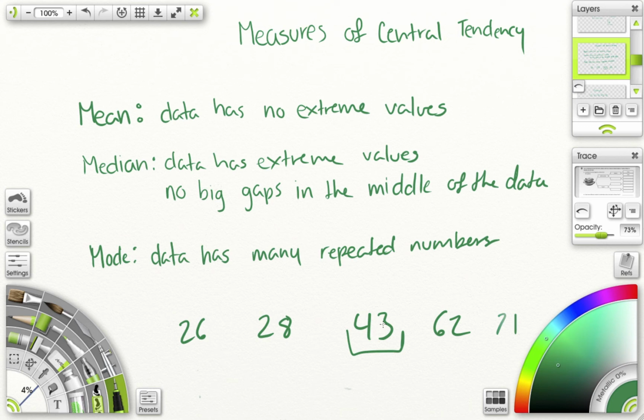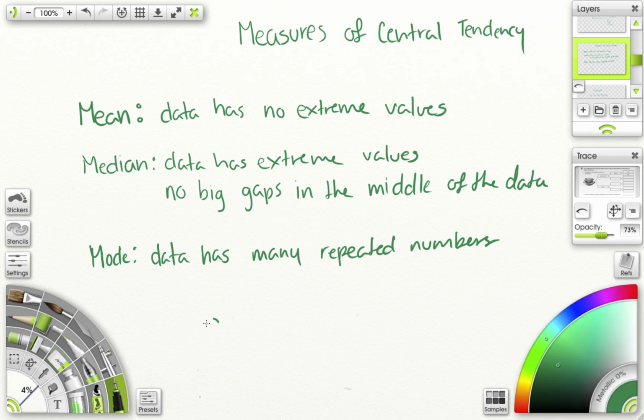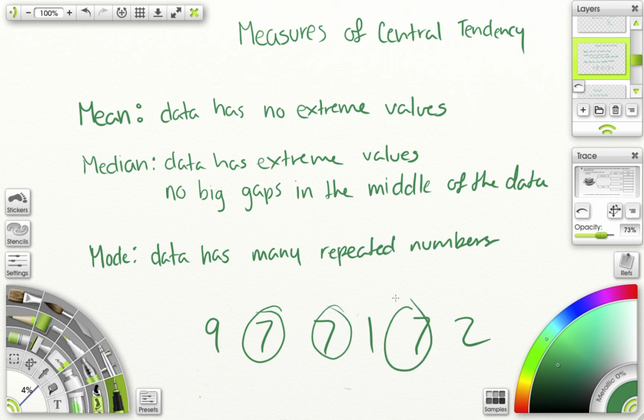Mode makes the most sense if you have a lot of repeated numbers. So if you only have a set of like 6 numbers and only 2 of them repeat, mode may not be the best choice because there are only 2 repetitions. Whereas what if I had the repetition of 9, 7, 7, 1, 7, 2? In this case, mode would make sense to use because I have 3 numbers that repeat themselves. So yes, mode would make sense because there are a lot of repeated numbers.